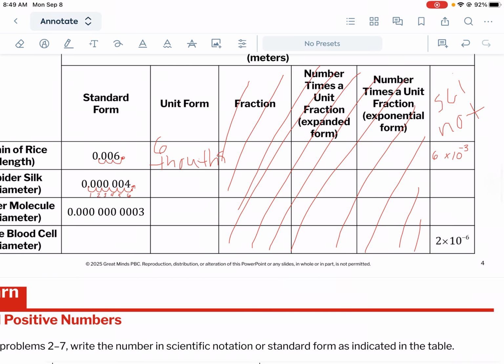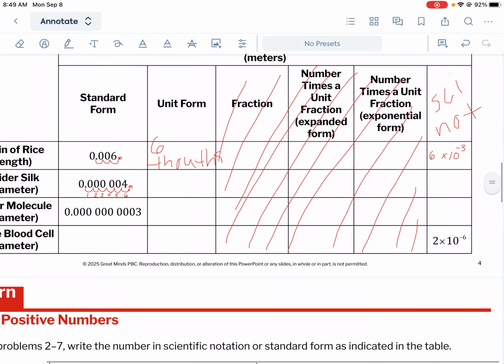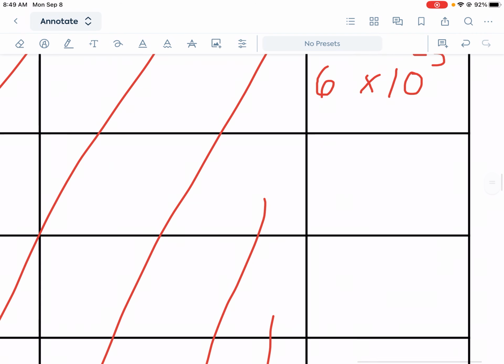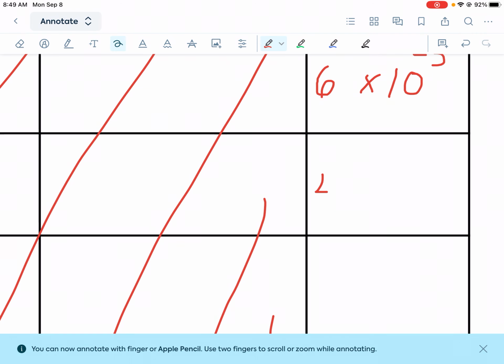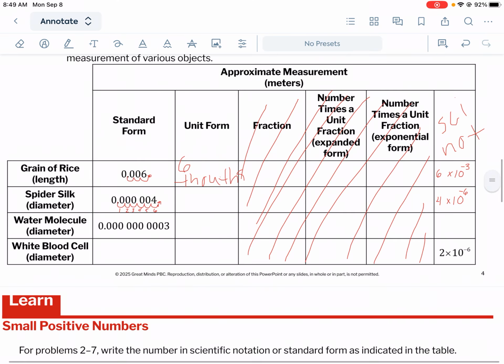Now we carried our decimal all the way over to the end of that 4. 4 is our A value times 10. We made 6 jumps, so that's our exponent, but we made 6 jumps to the right for a small decimal number. So our 6 is negative. Okay?